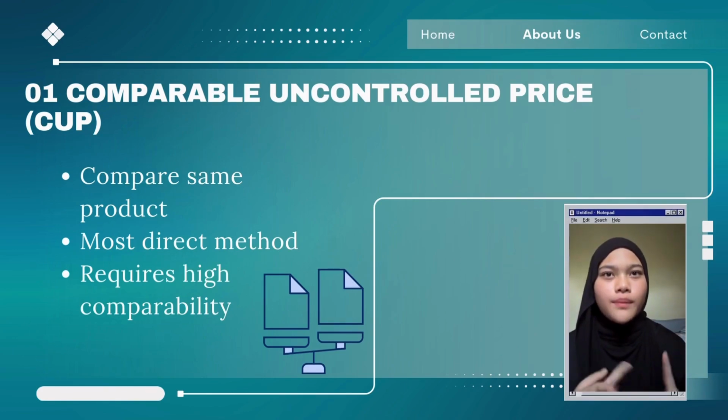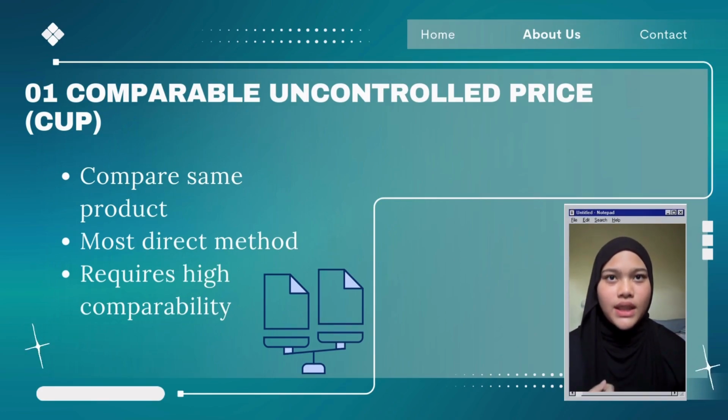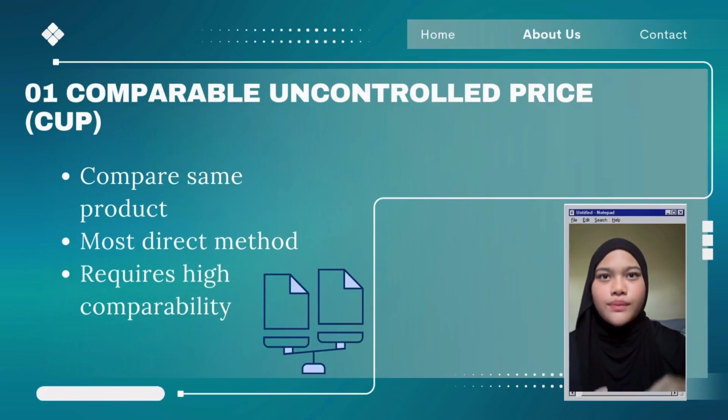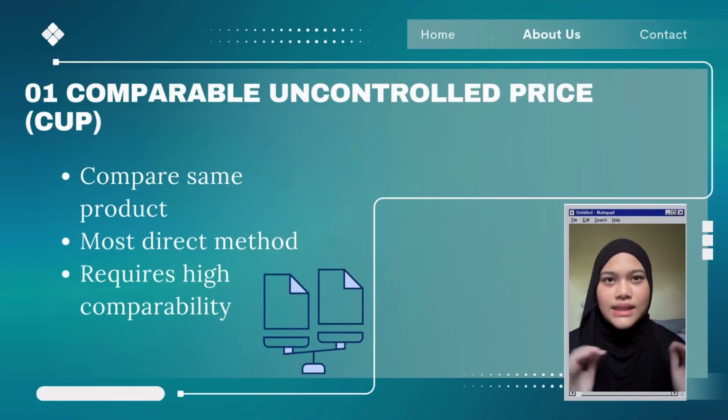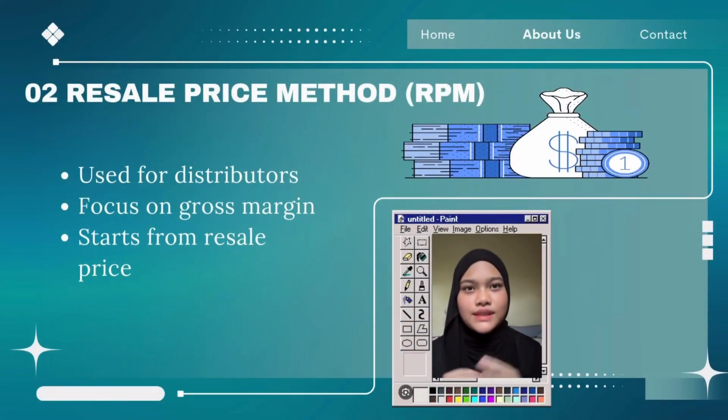First of all, the comparable uncontrolled price method. It compares the price charged in a related party transaction with the price charged in a similar transaction between independent parties. This is the most direct method, but it requires very similar products and conditions. Second is the resale price method. It is commonly used for distributors.